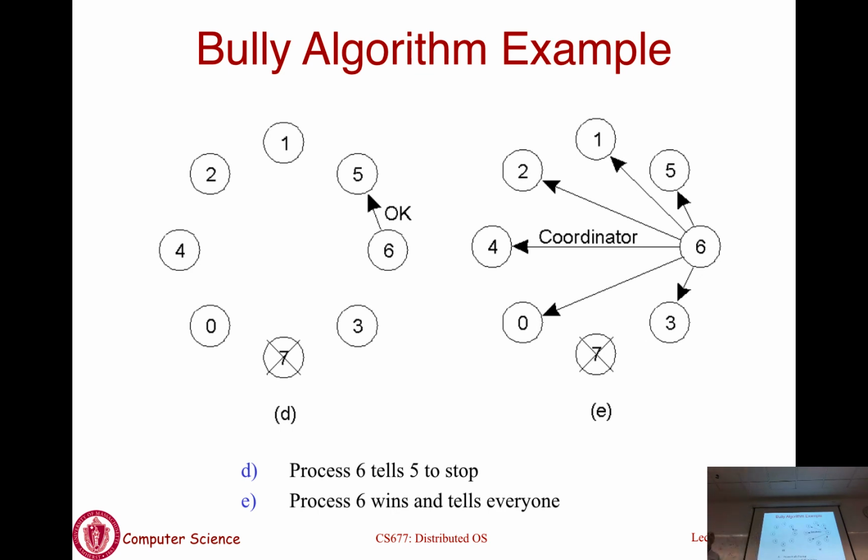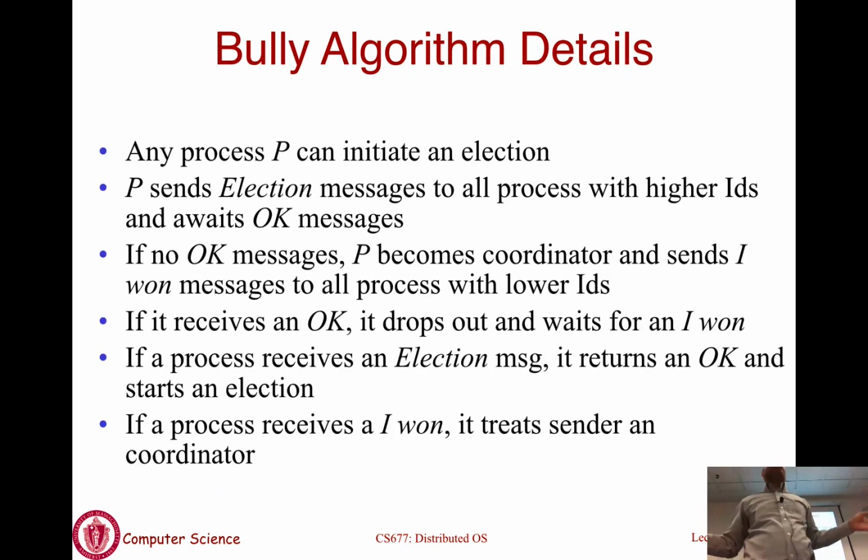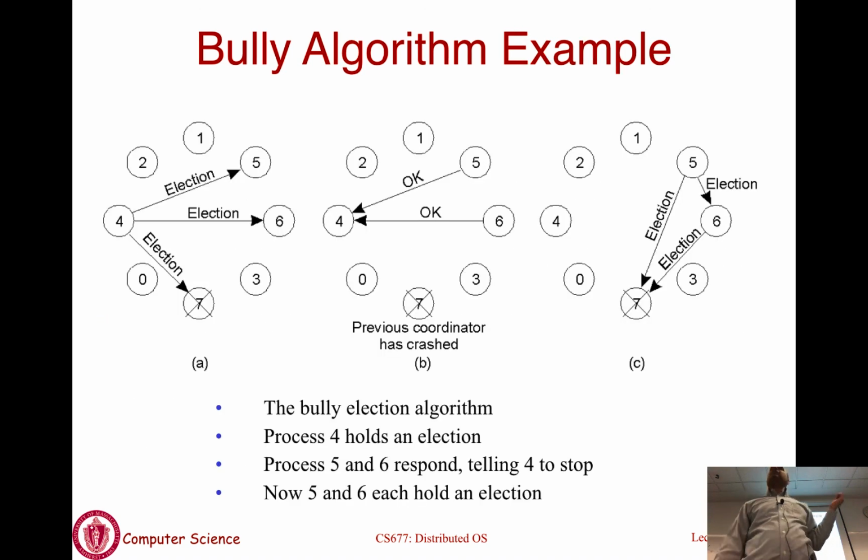Question: does the algorithm begin with each node starting an election? Any process can start an election at any time. If 7 were alive, 7 would win again, even though you started an election for no good reason, and 7 would still stay the coordinator. In this case, maybe 4 is trying to contact the coordinator, it doesn't get a response, so it says let's start an election. So it doesn't mean every node has to start an election, but some node has to kick that process off.